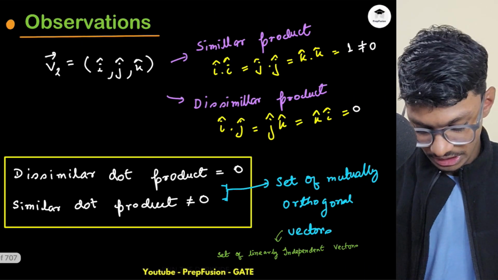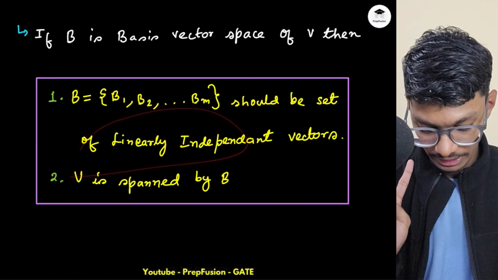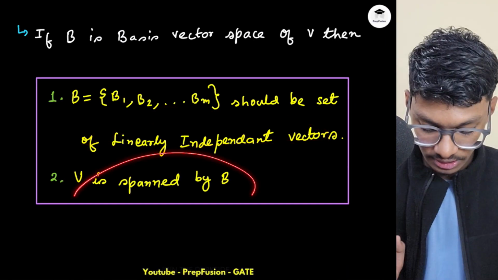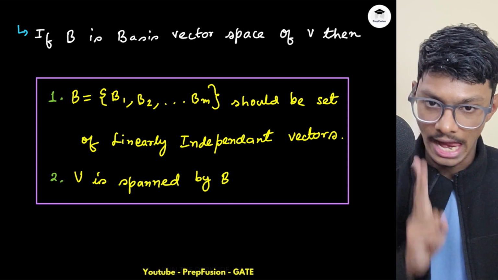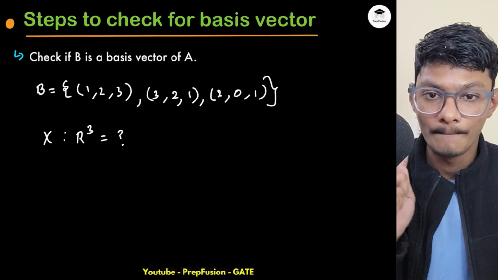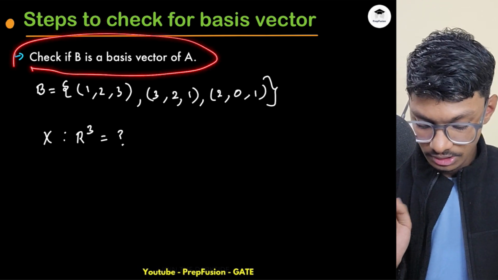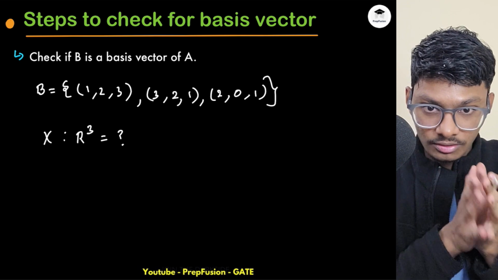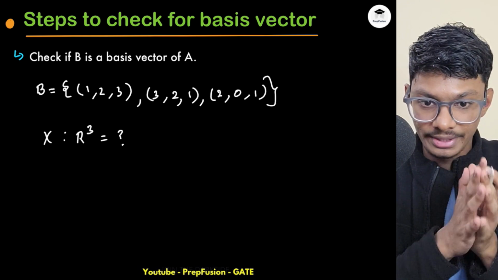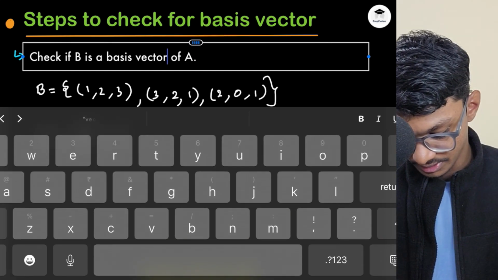So as I was explaining, it has to satisfy these two conditions: they should be linearly independent vectors, and V is spanned by B. These two should happen, right? Now, steps to check for basis vector. What are the things you have to keep in mind while checking whether this vector space is a basis vector space? So I should write basis vector space.